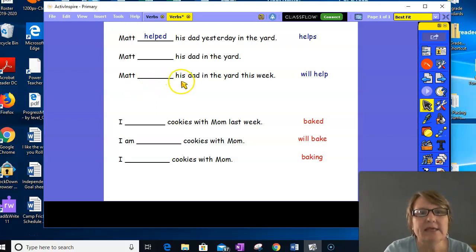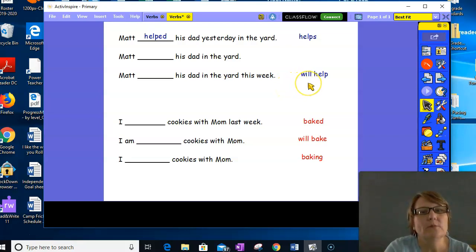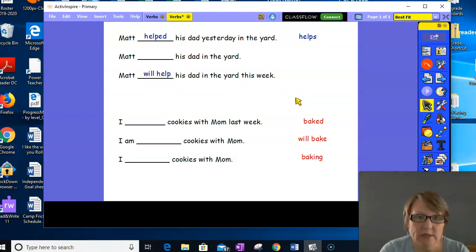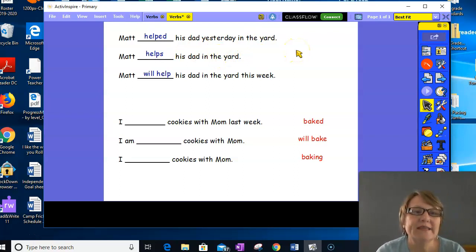Matt blank his dad in the yard this week. Matt helps his dad in the yard this week. Matt will help his dad in the yard this week. I think will help should go here because it will happen this week, not right now. And the verb helps shows that it is happening right now.